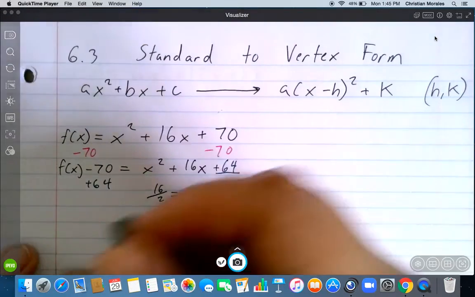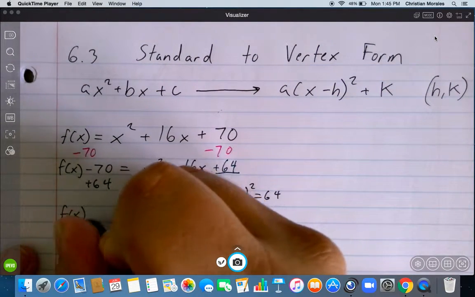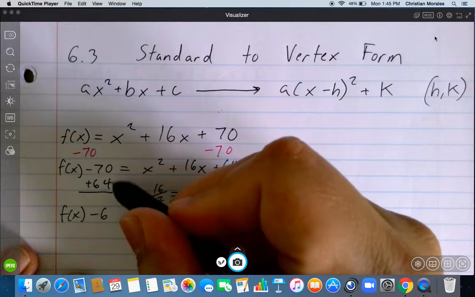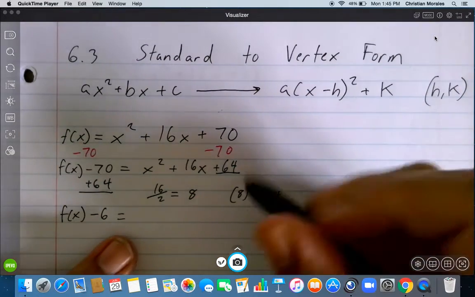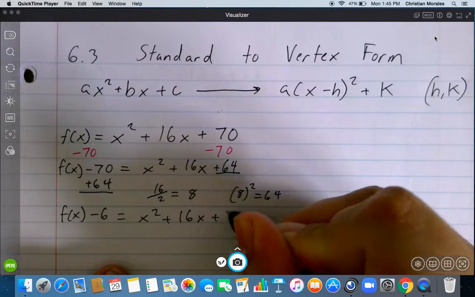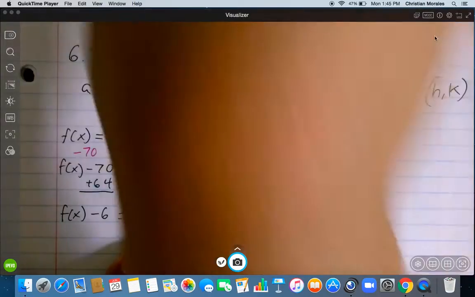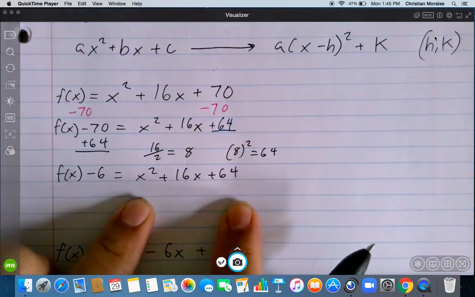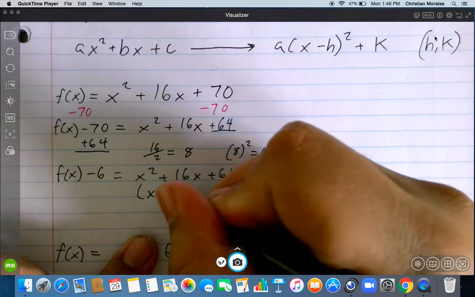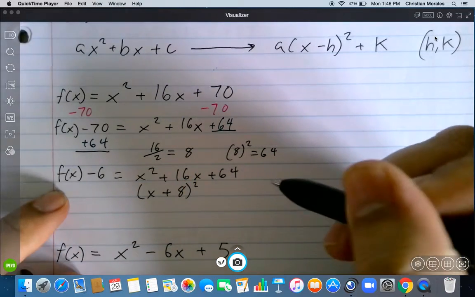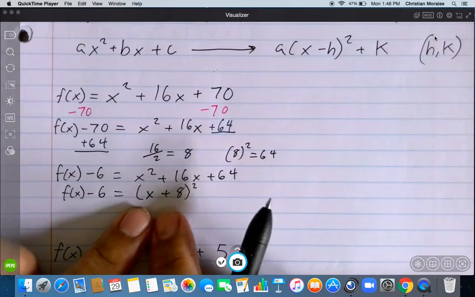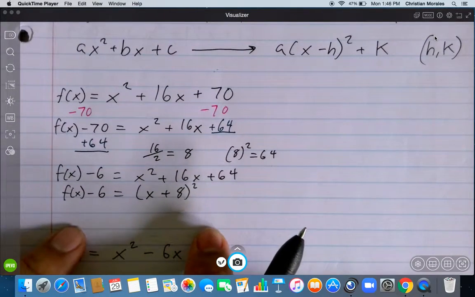What you're going to be left with looks like this. f of x minus 6, because negative 70 plus 64 is a difference of negative 6, equals x squared plus 16x plus 64. Now this is a perfect square. So we should write this as a perfect square in factored form. We should write it as x plus 8 squared. That's what it should look like to show it's a perfect square.